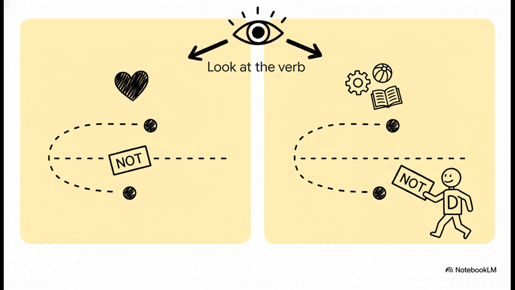The whole secret is just this. Look at the main verb in the sentence. If it's a form of be, like is or are, it handles the negative by itself. You just add not. But for every single other verb, you have to call in the helper, don't or doesn't. That's it. That's the whole secret.